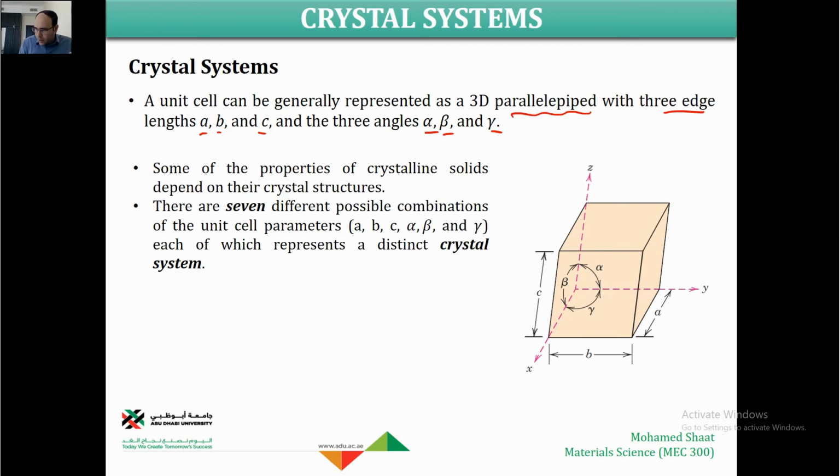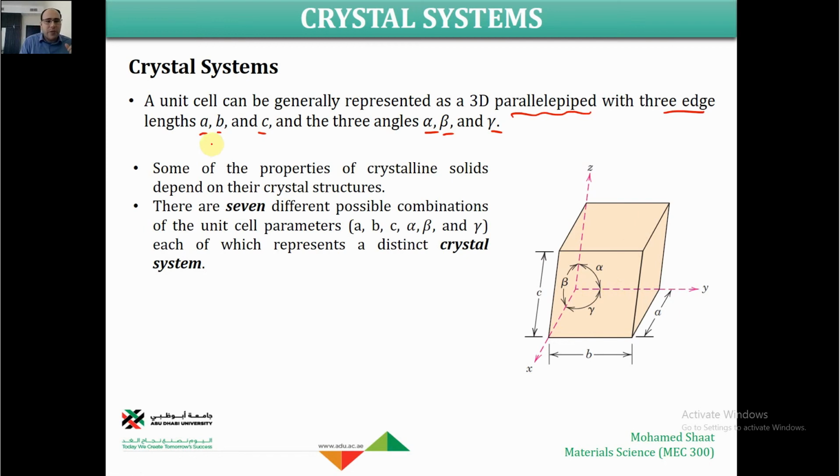Either alpha is 90 degrees or it is not 90 degrees, any other value. The same thing for A, B, and C. For A, B, and C, A could be equal to B or they are not equal. Like for the case of cubic crystal.